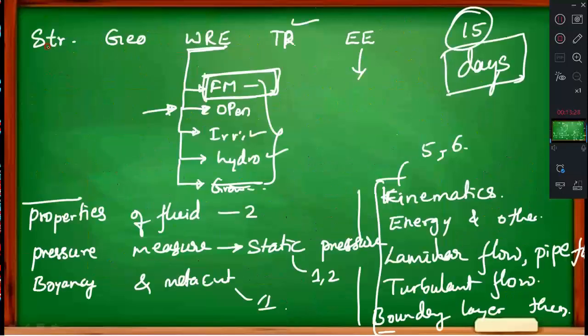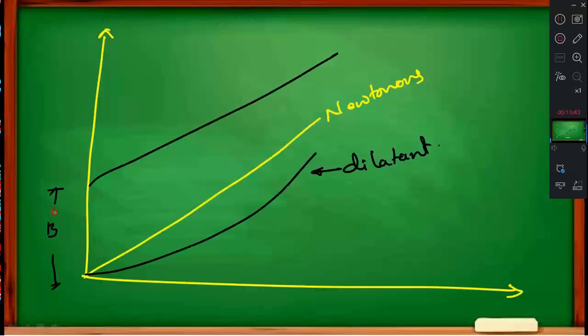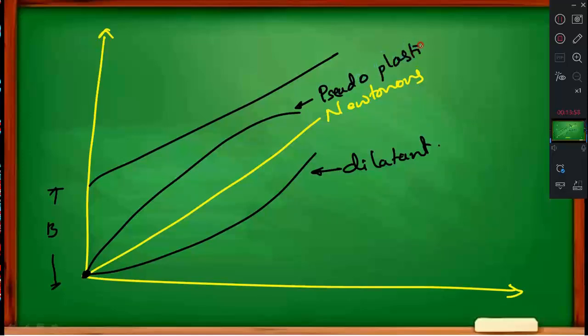The fourth one we will make with n less than 1 and b equal to 0. Now see, B is 0 means it starts from here. N is less than 1 means like this. Pseudoplastic. Pseudoplastic means false plastic, it behaves like a plastic but it is not plastic.